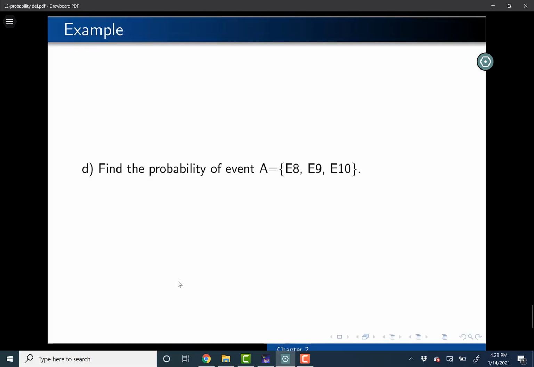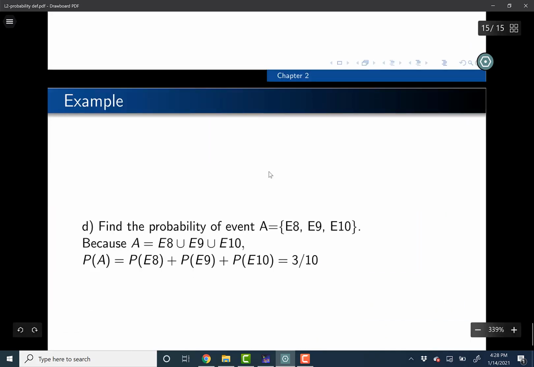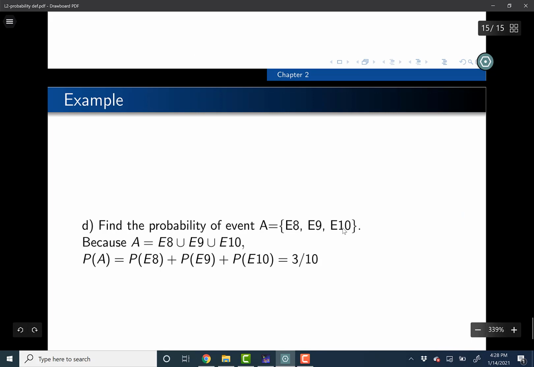So now that we have defined probabilities for each of the sample points, let's find the probability of this event A. If you remember the third rule, A contains these 3 sets. These 3 sets are disjoint. So the probability of A is basically the probability of the union of these 3 disjoint sets. And by the third rule, the probability of this union is the sum of the probabilities. We know each of these is 1 by 10. Therefore, the probability of A is 3 by 10.